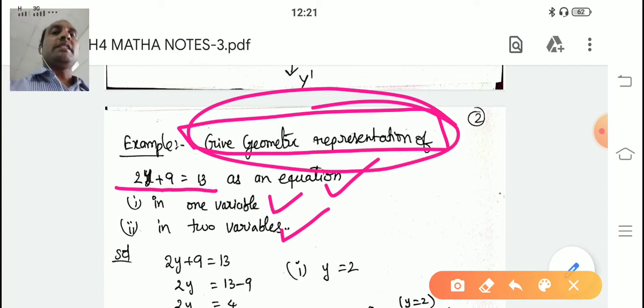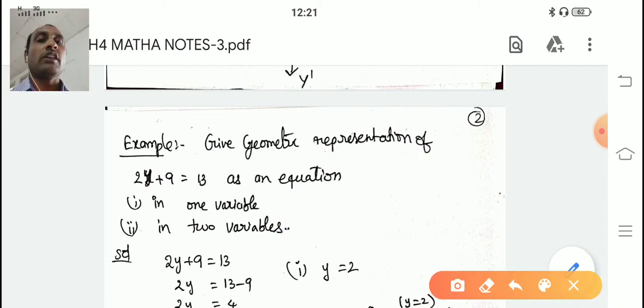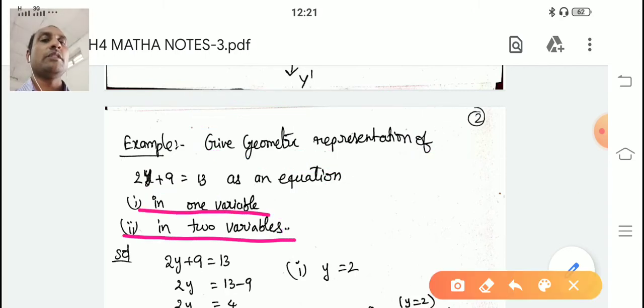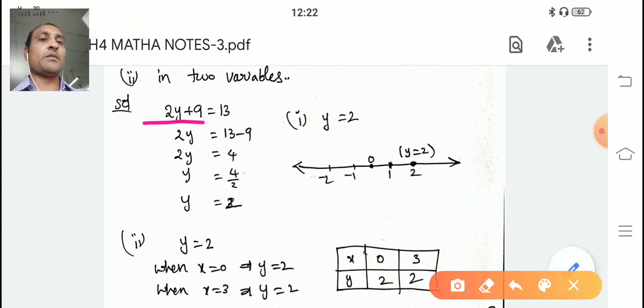In one variable means on the number line, in two variables means on the Cartesian plane, understood. Do remember, in one variable it is a number line, in two variables it is the Cartesian plane. So, it is the same kind of example as above. Now see, it is 2y plus 9 is equal to 13, which must be simplified first.